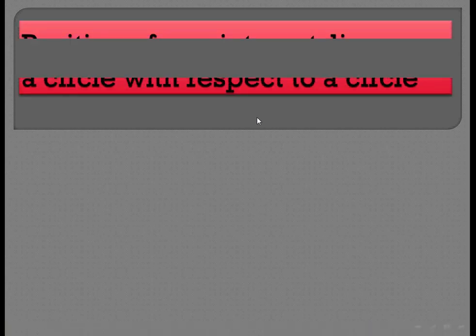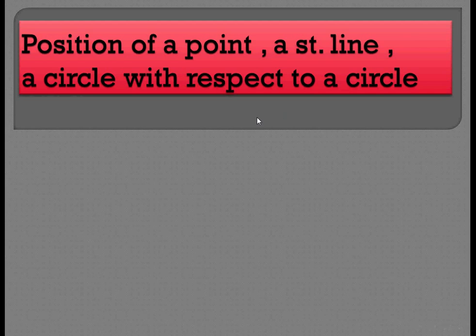Now we will study lesson 3 in circle: the position of a point, a straight line, and a circle with respect to a circle. After studying the circle and its basic definitions, we will see how we can determine the position of a point, a straight line, and a circle with respect to a circle. Now we will start with the circle. I have number 1, the position of a point, a straight line, and a circle with respect to a circle.